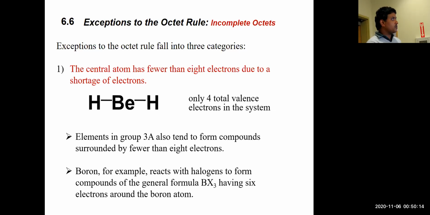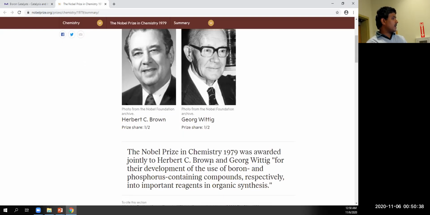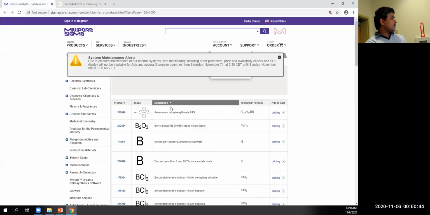I just want to show you this, so I am sharing my screen. Let me show you what I have here. The Nobel Prize in 1973, that's long ago, was awarded to Herbert Brown and Georg Wittig. Herbert Brown is the one who worked on a boron-based catalyst. While I look for a few examples of boron-based catalysts, I just came across this, Sigma, a company that makes catalysts. They sell chemicals. See here, this is the list of boron catalysts.